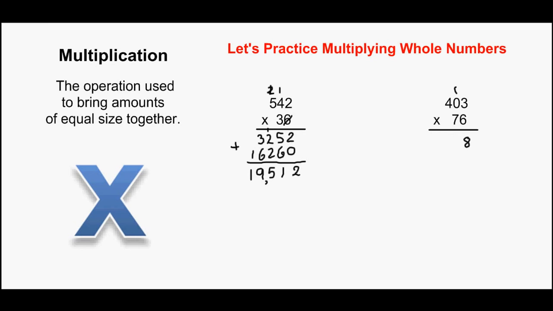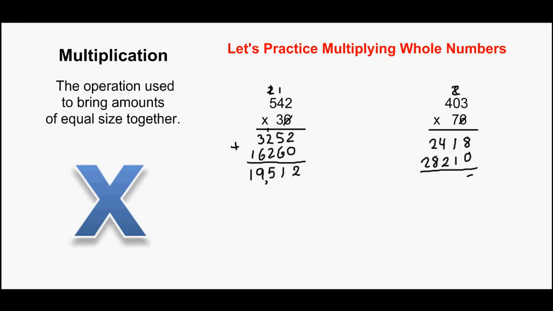6 times 0 is 0, plus 1 is 1. 6 times 4 is 24. Since we're finished with the first column, we'll write a placeholder 0. Go to the next number. 7 times 3 is 21. 7 times 0 is 0, plus 2 is 2. 7 times 4 is 28.